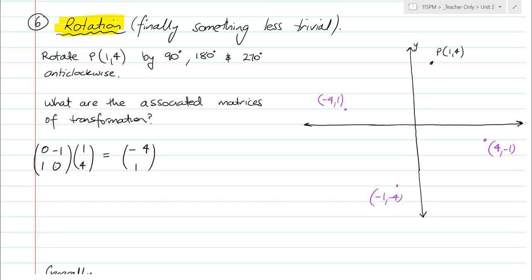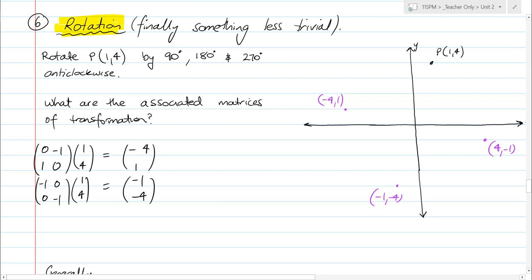So equally, if I was doing 180, 180 takes us to -1, -4. Hopefully you can see this is just -1, 0, 0, -1. And the next one is something times by 1, 4, and that will take us to 4, -1, which again hopefully you can see is 0, 1, -1, 0, yeah?